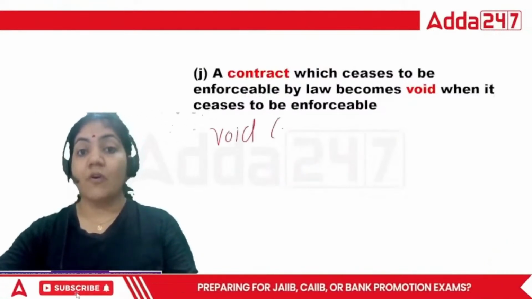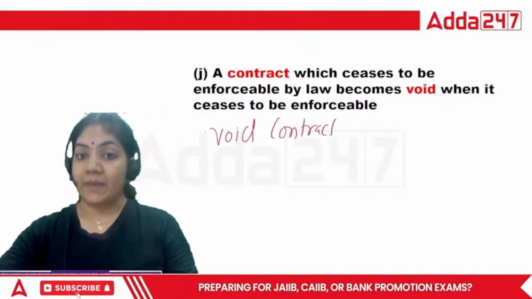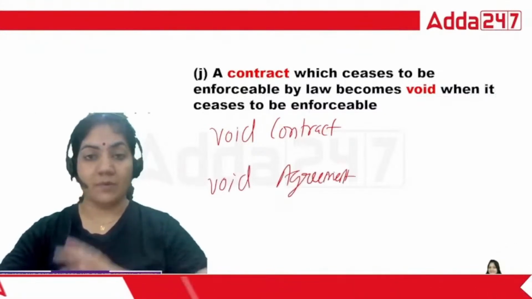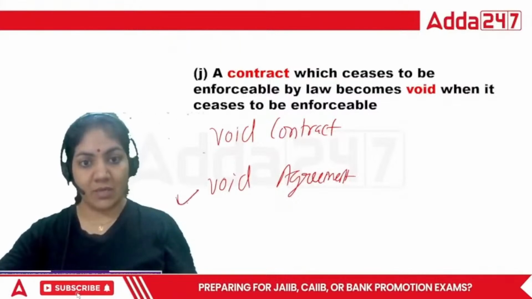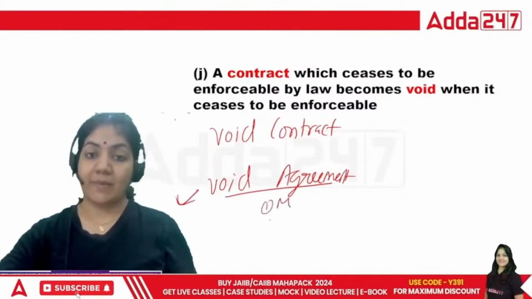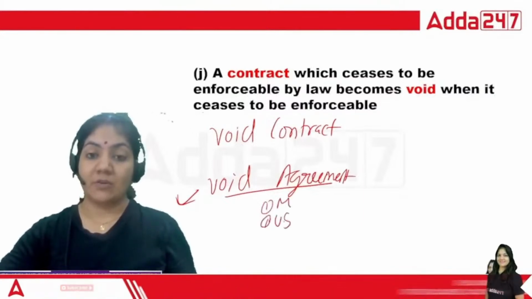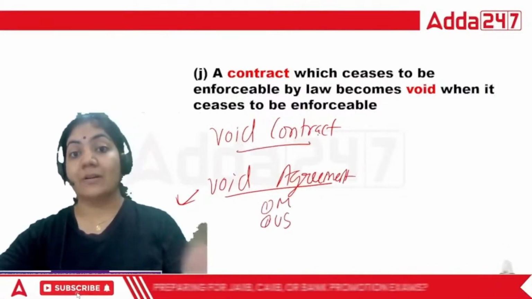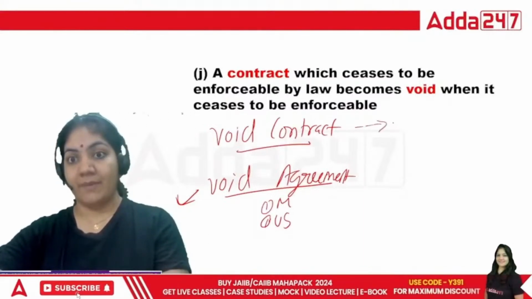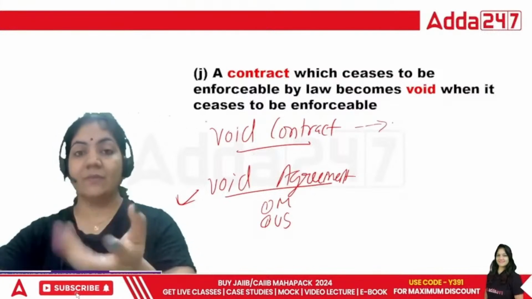What is void contract? Right now we are done with the void agreement. So agreement always comes before contract. We know that a void agreement is always void ab initio, such as a contract done by a minor or an unsound person. But void contract means the agreement is done, but it will be breached.